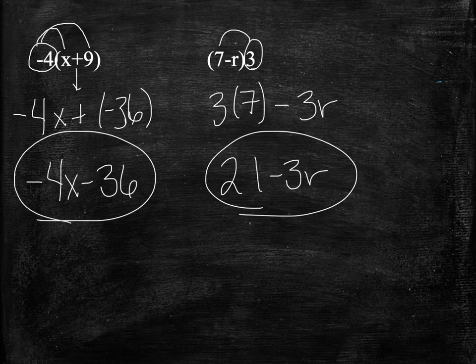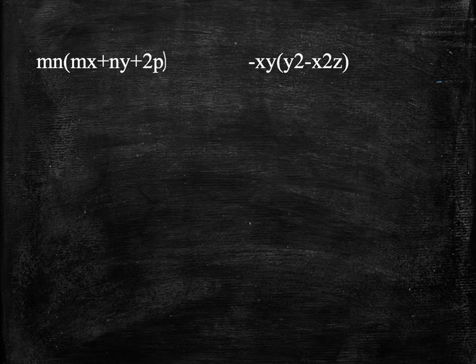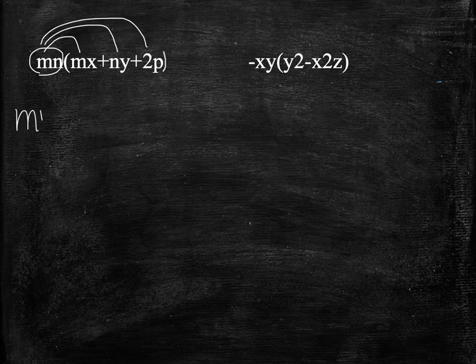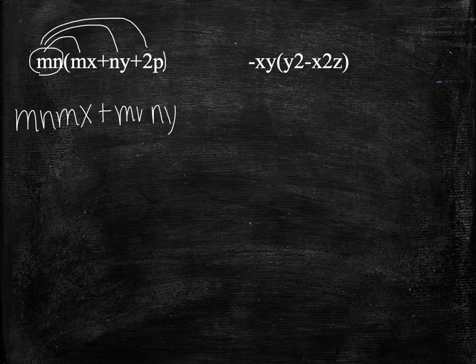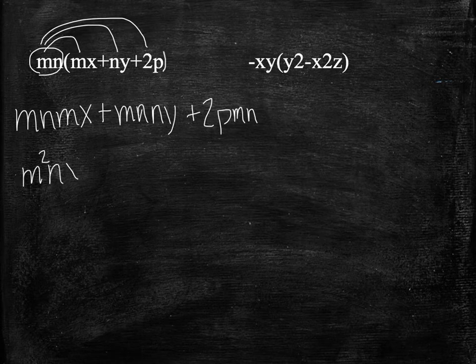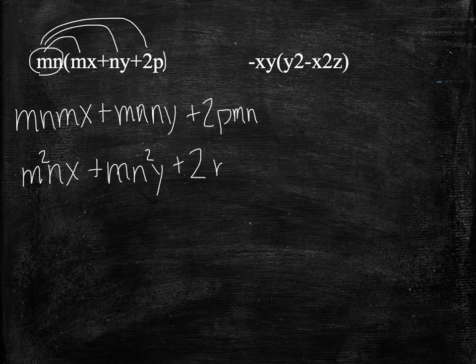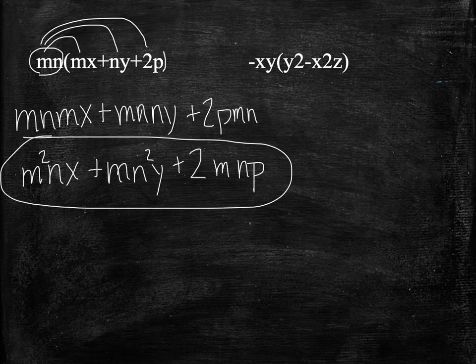What if we have lots of variables, alright? Here, we can multiply each of these times each term. So it'd be mn times mx plus mn times ny plus 2p times mn. I can simplify this down. I have 2 m's, so that would be m squared x. Here I have 2 n's, so it'd be m n squared y, and I like to keep things in alphabetical order, so I'm going to make it 2mnp. That's how I would simplify the above equation.